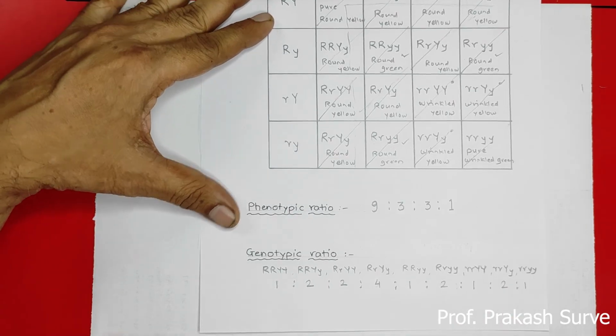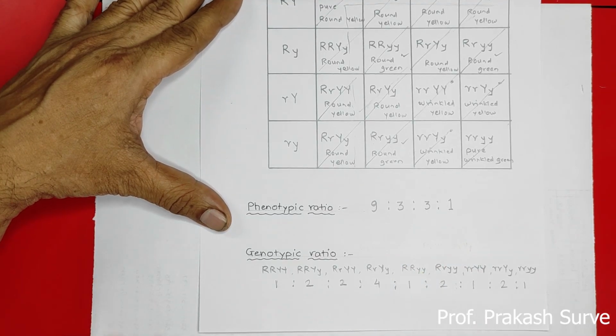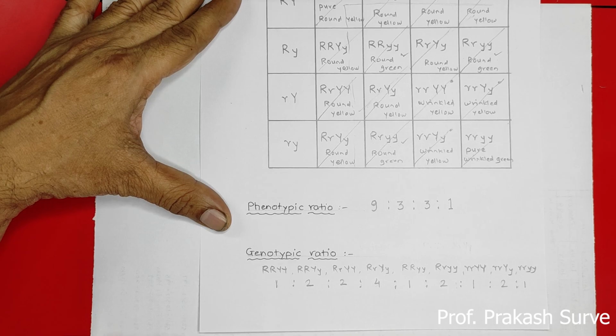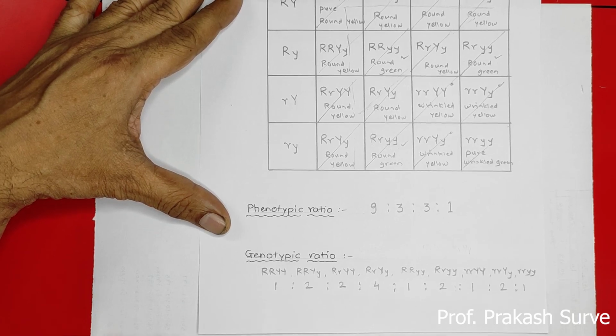So this is about the genotypic ratio. Everything we have discussed regarding Mendel's experiment about the monohybrid cross and the dihybrid cross, along with the example and the checkerboard method. Okay.